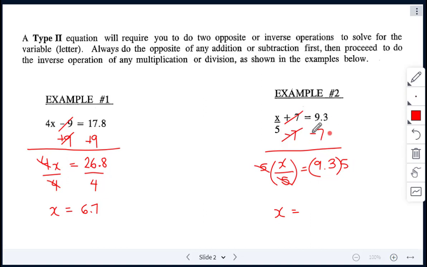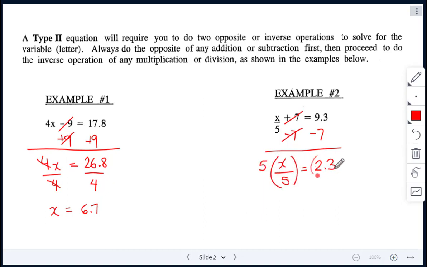I didn't even subtract 7. So let me go back and subtract. Just noticed. Okay, so we have to subtract 7 here, right? Which gives me 2.3. Thank you. Some of you reminded me there.